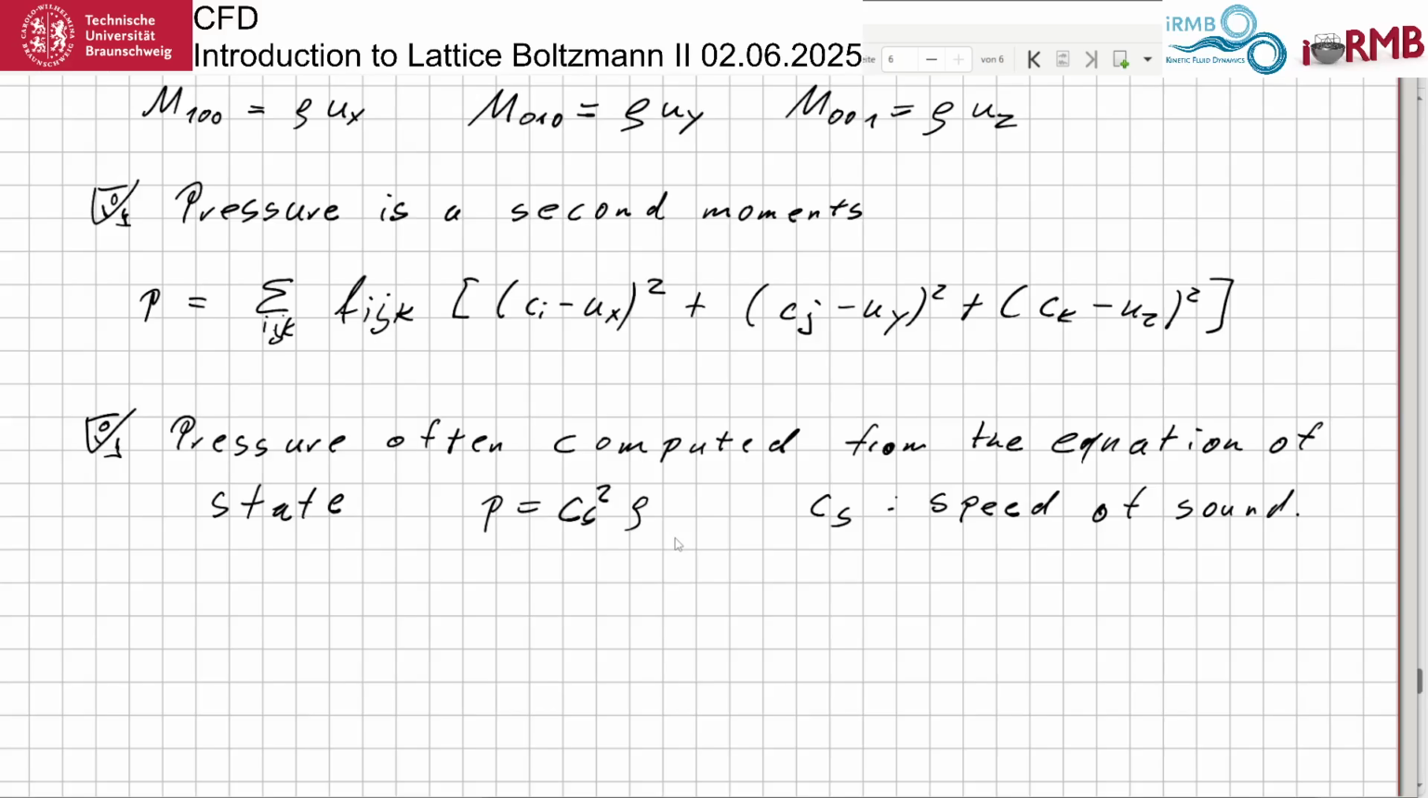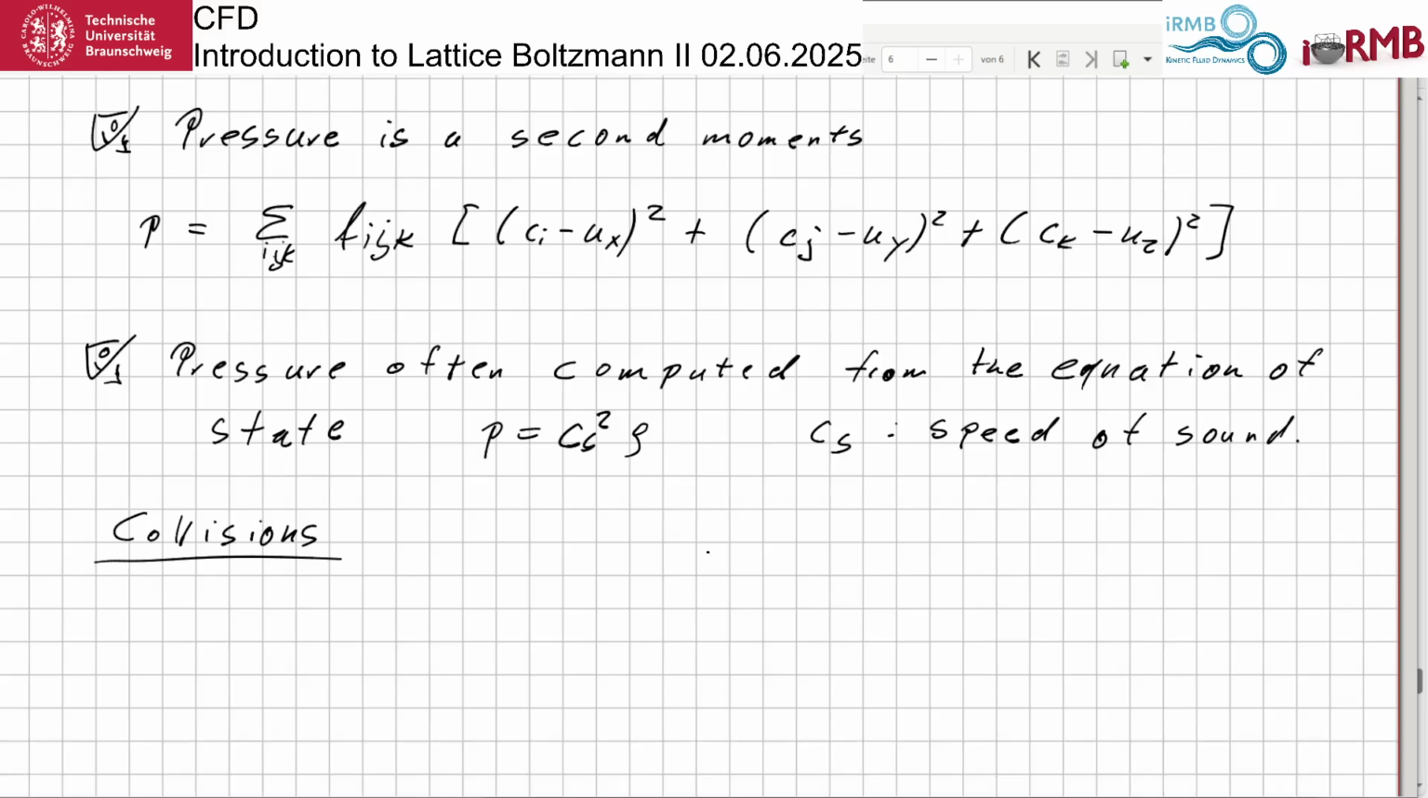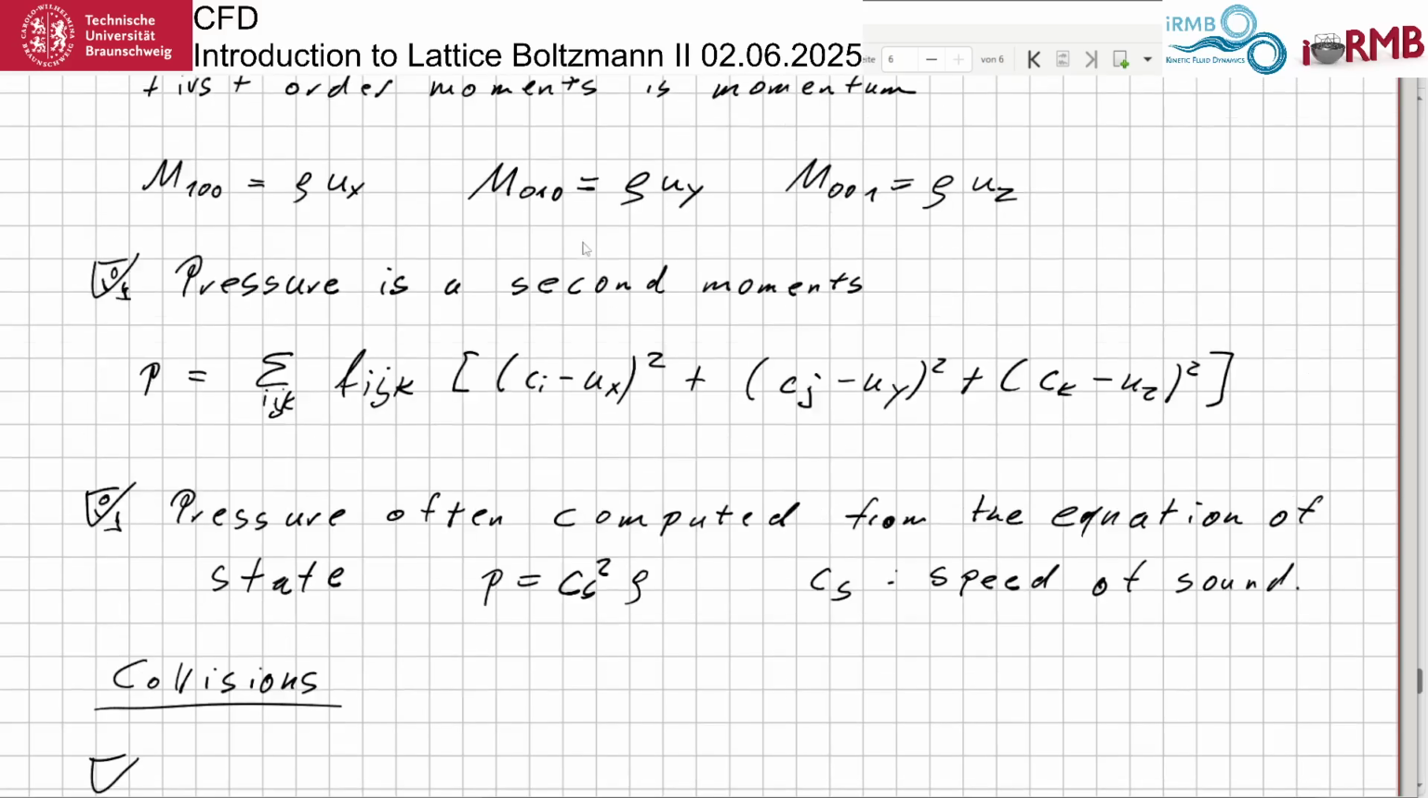Okay, so these are the macroscopic quantities. Then what are we doing with this? We are doing collisions. And now what? Yes, please. But why do we write this as Ci minus Ux, in this form squared, like the pressure is the second moment? Is it from already in this form, or why do we write it like this?